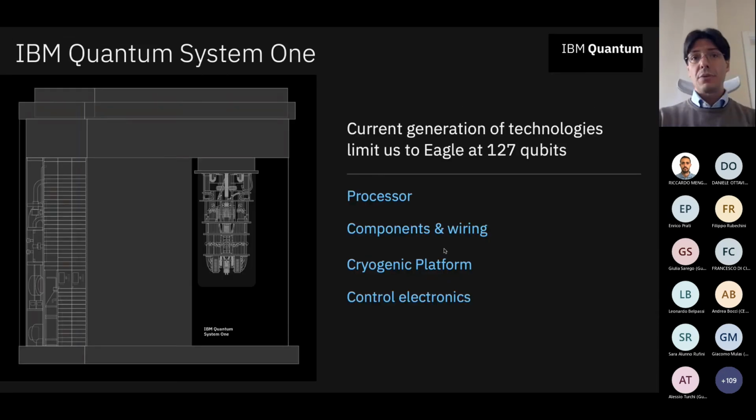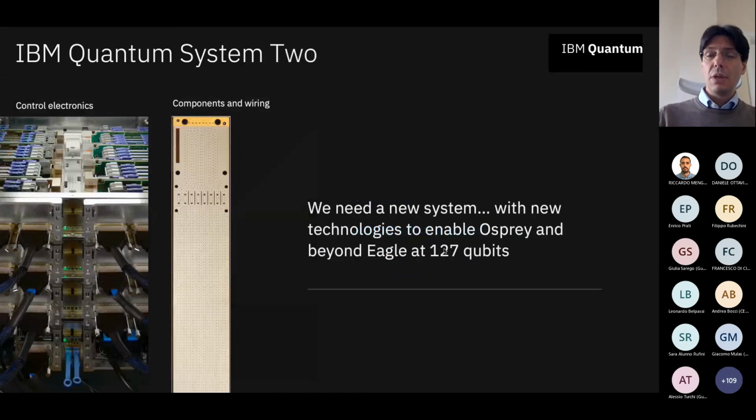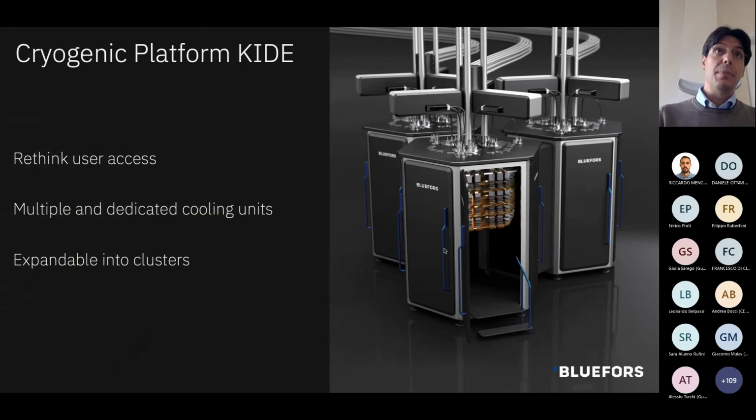Another important announcement that we made last month regards the integrated systems. At the end of 2017, we announced IBM Quantum System One, an integrated system which includes the processor, the wiring, the cryogenic platform, and also the control electronics, all in one single object ready for production. The Quantum System One has a limit on the number of qubits per processor. So the Eagle processor we announced this year is the last processor that can run in a Quantum System One. So we announced the development of Quantum System Two, which will be able to manage processors with more than 127 qubits.